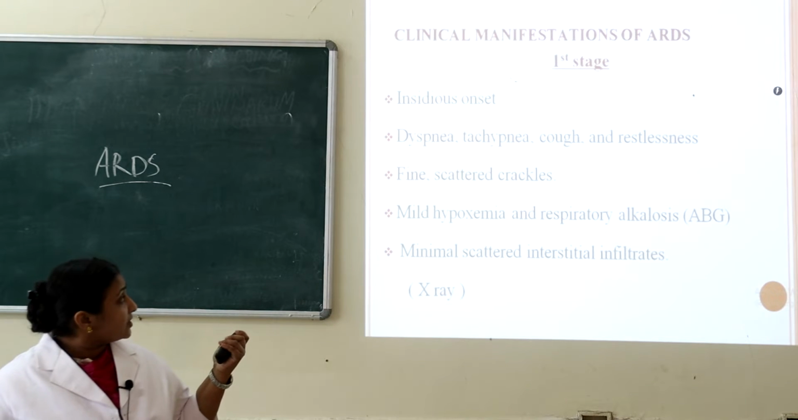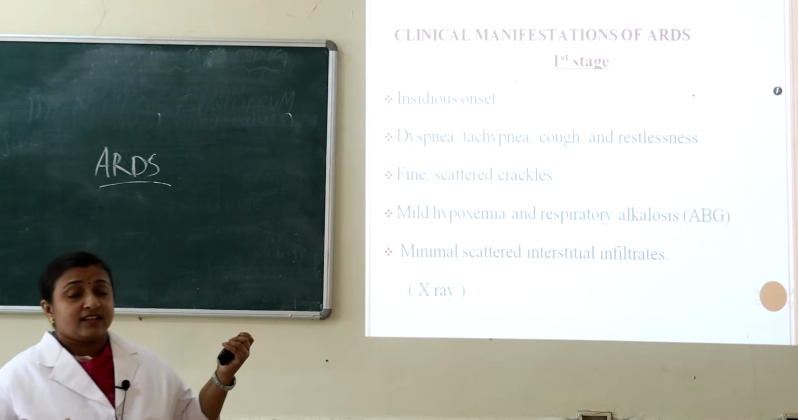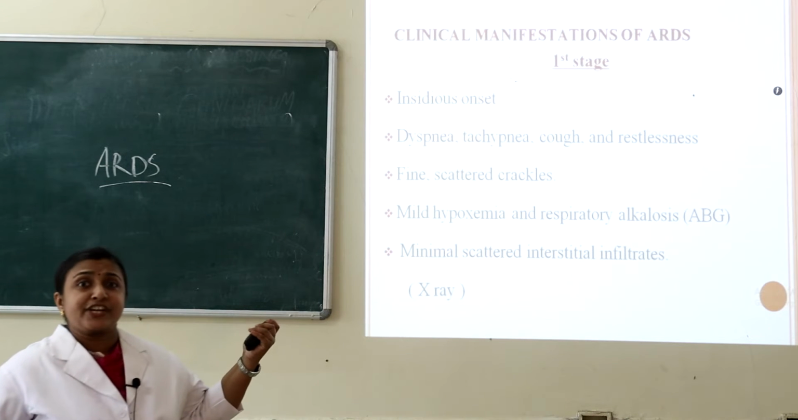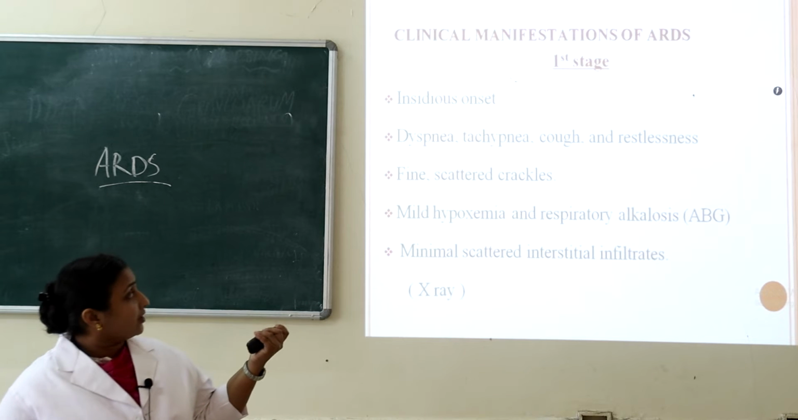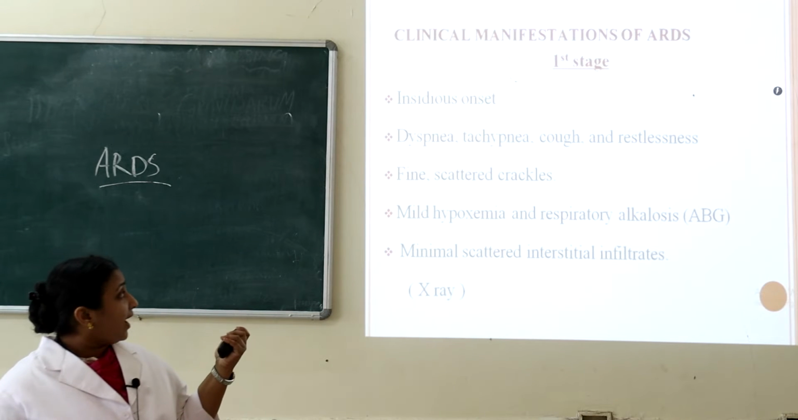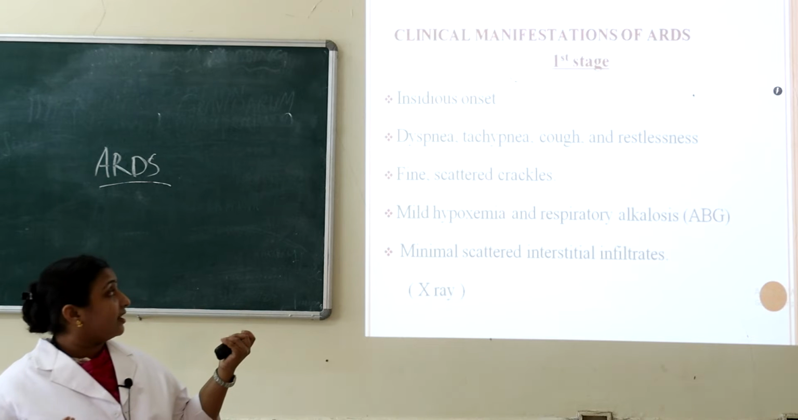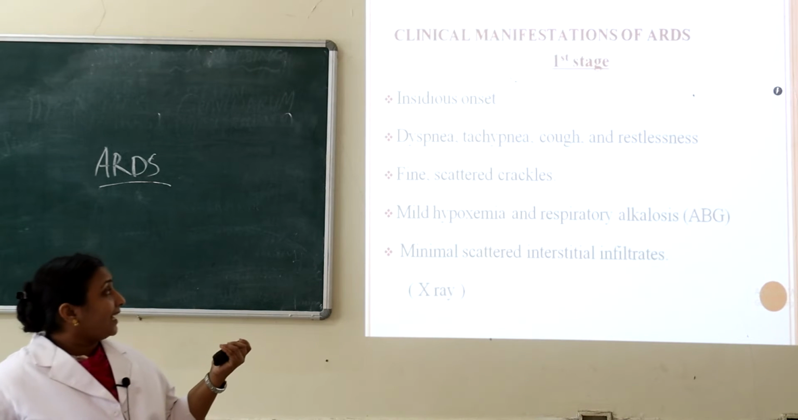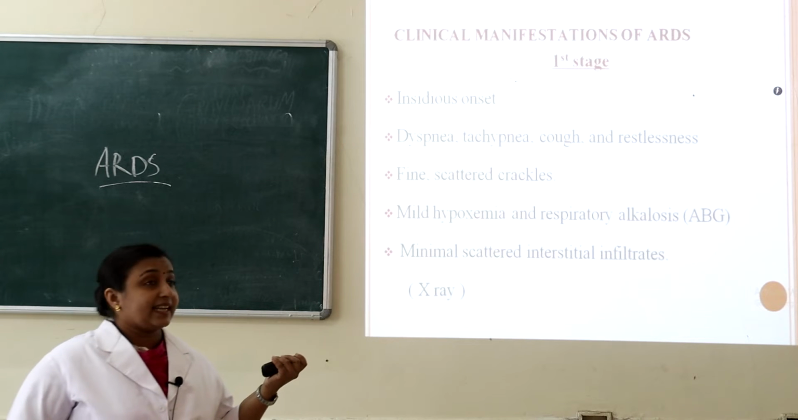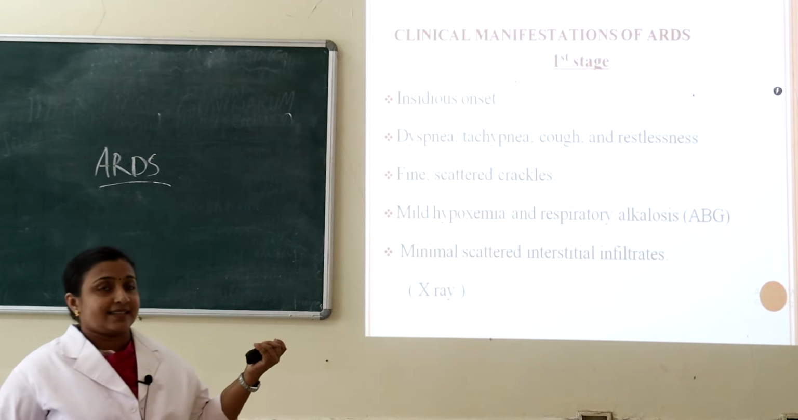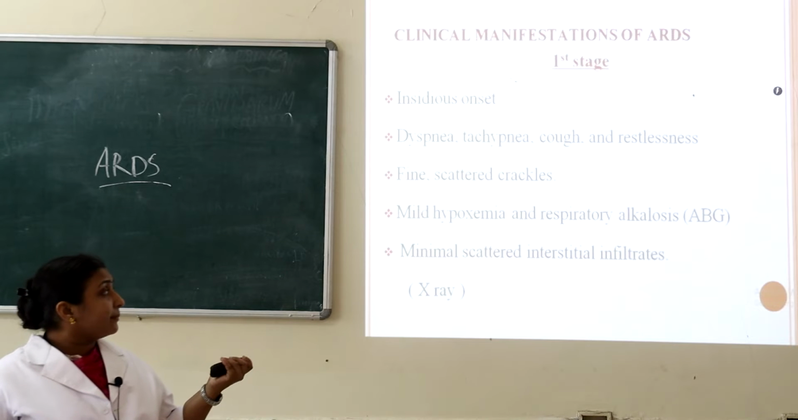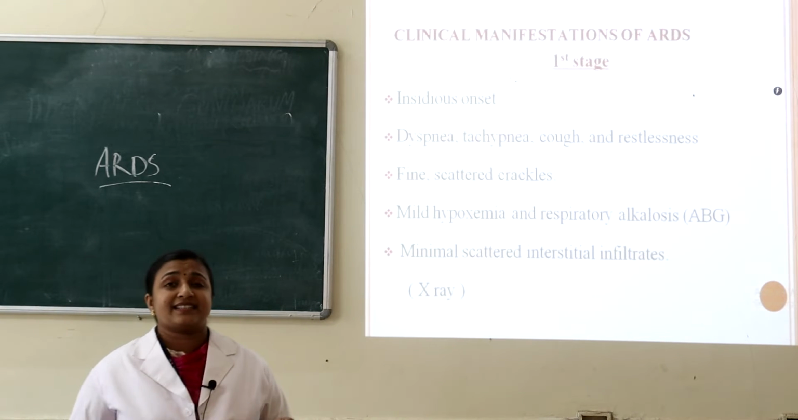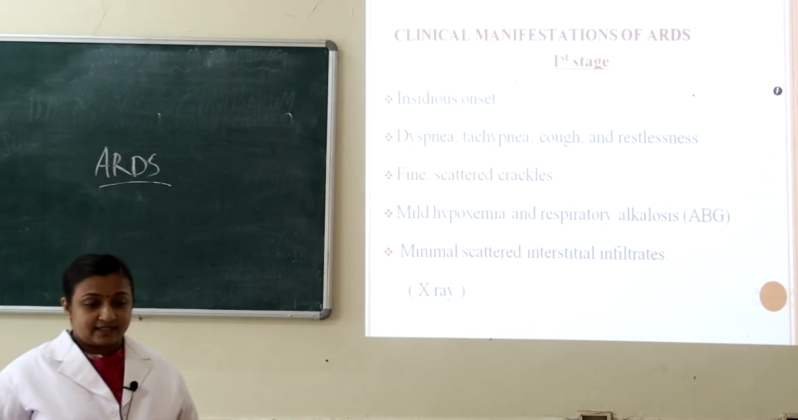First of all, the patient will have dyspnea, that is difficulty in breathing. Then tachypnea, the respiratory rate will increase. Then cough and restlessness, and fine, scattered crackles. Then mild hypoxemia and respiratory alkalosis, which we can see in the ABG findings. Then minimal scattered interstitial infiltrates, which we can see on the X-ray.